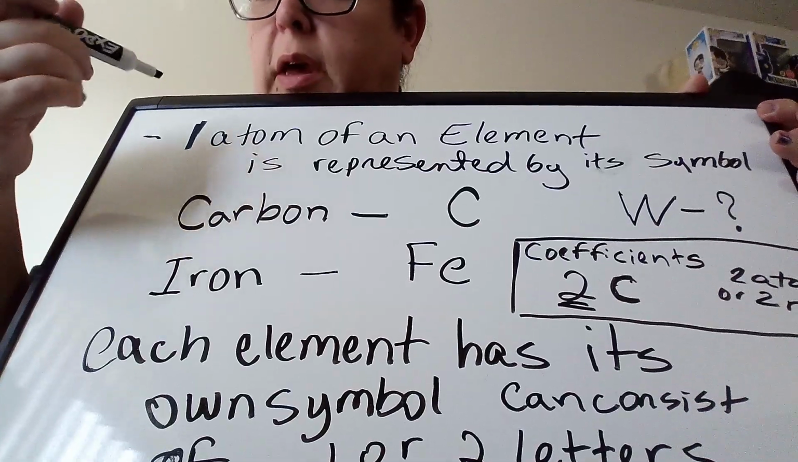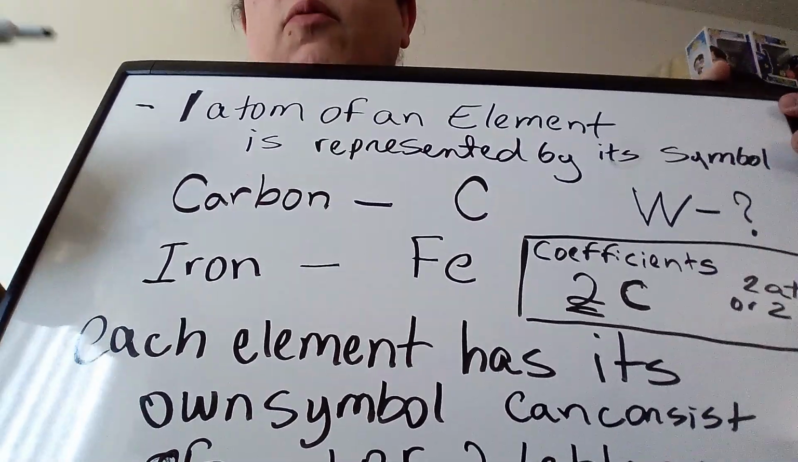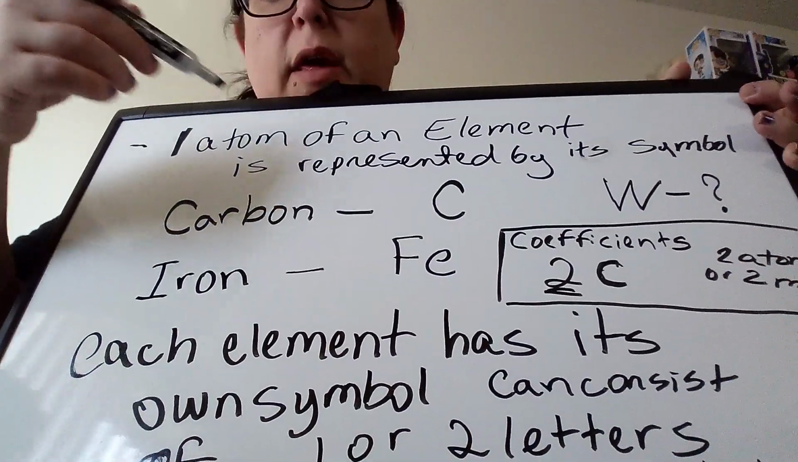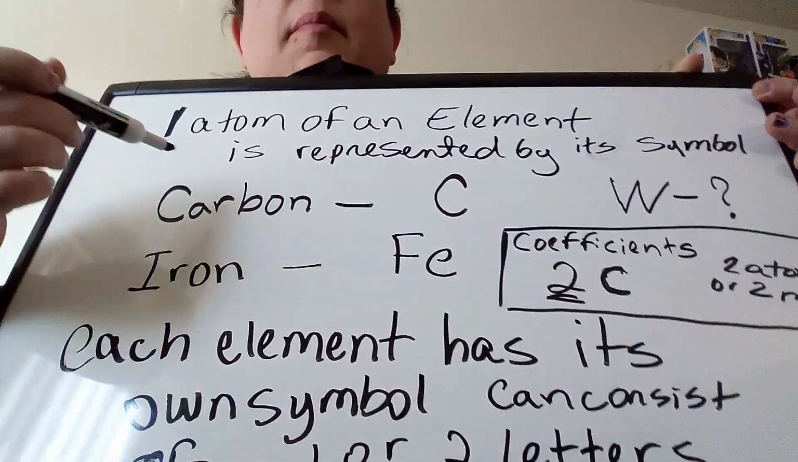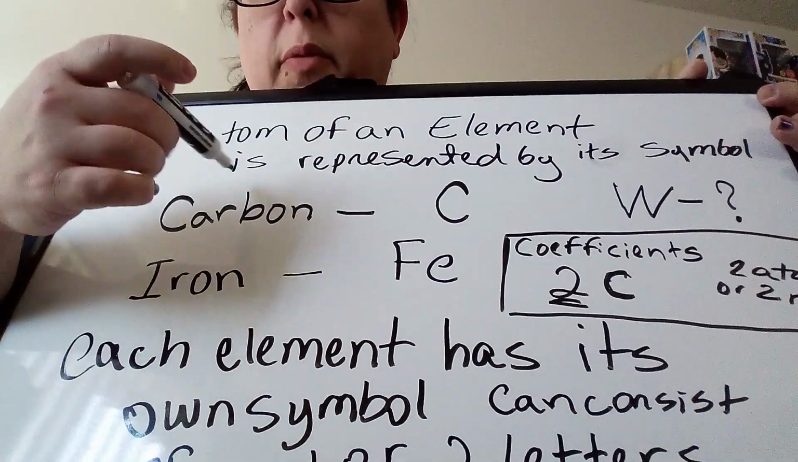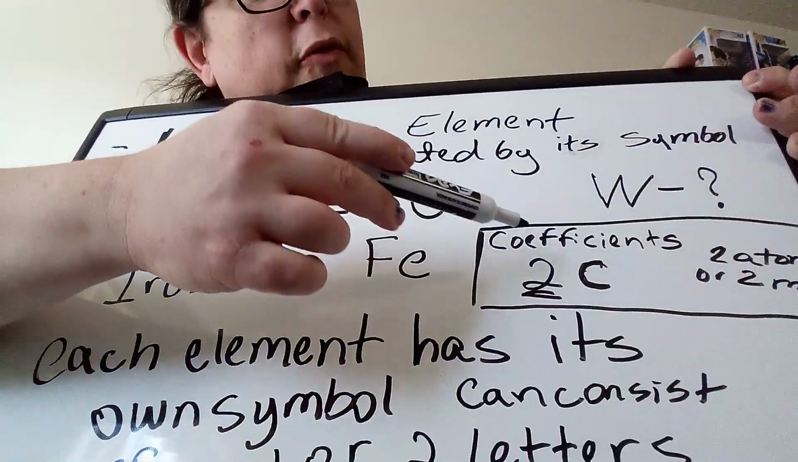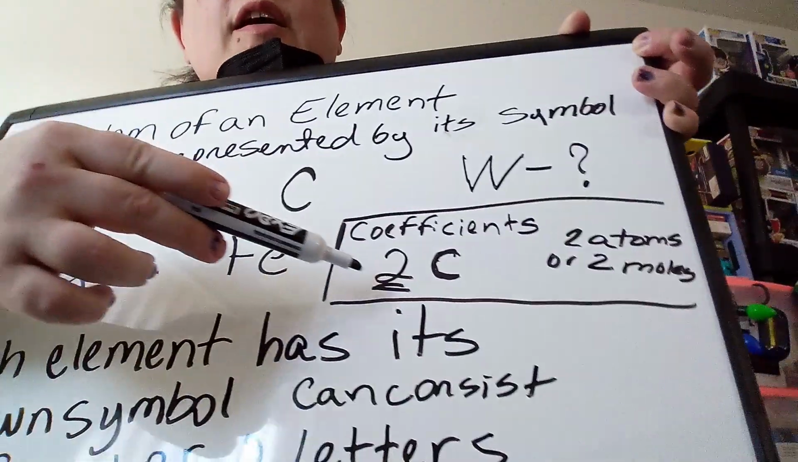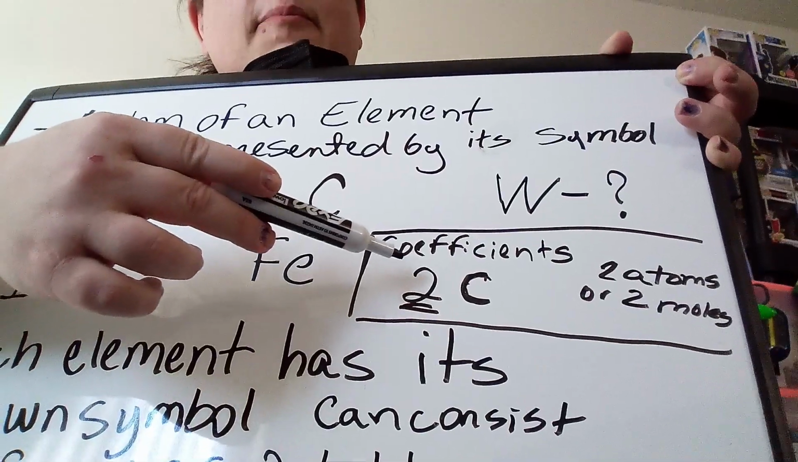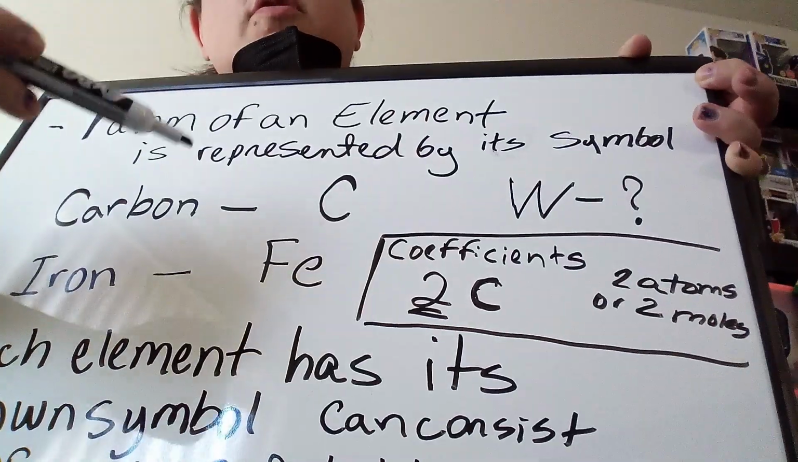We use symbols in chemistry to represent atoms of the elements, and the symbol that we use is usually a letter. For example, if we want to represent one atom of the element carbon, we write the letter C. Sometimes we put coefficients in front, and a coefficient like this 2 means that there are two atoms of carbon, or 2 moles.